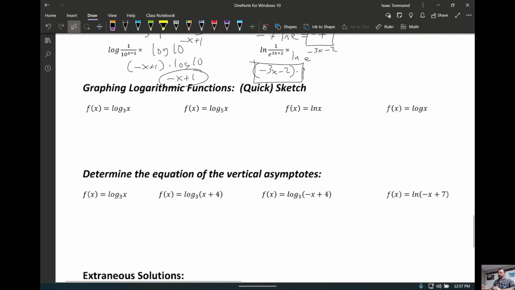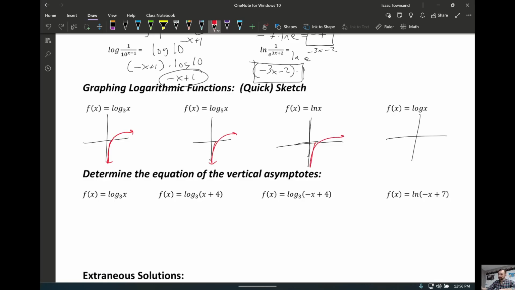Okay, we need to talk about extraneous solutions and how to find vertical asymptotes. So, the same way I talked about with exponential functions, how 2 to the x and 3 to the x and 5 to the x and e to the x and 10 to the x all look the same, therefore their inverses would basically look the same. Log base 3 of x, log base 5 of x, log base e of x, log base 10 of x. They're not the exact same graph.